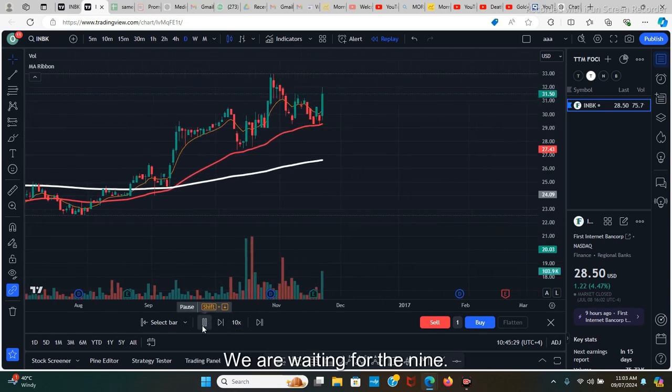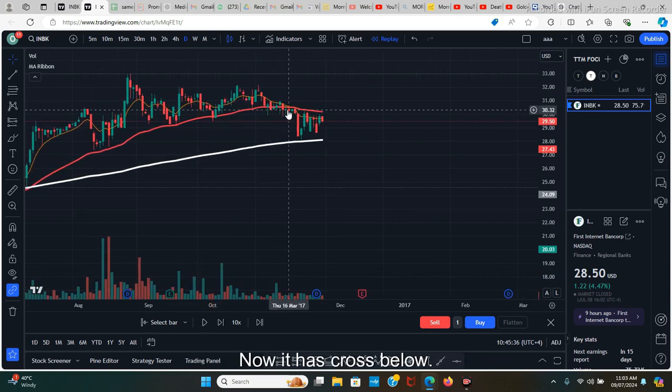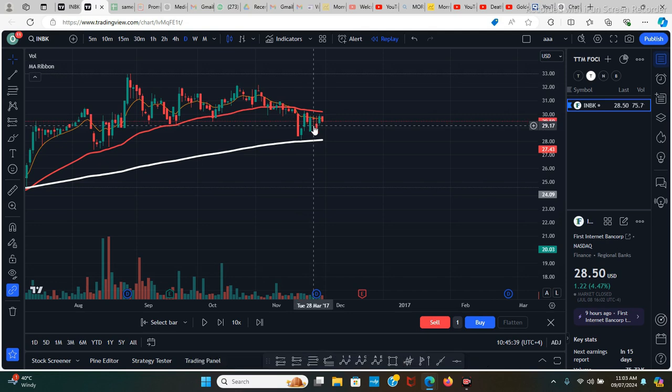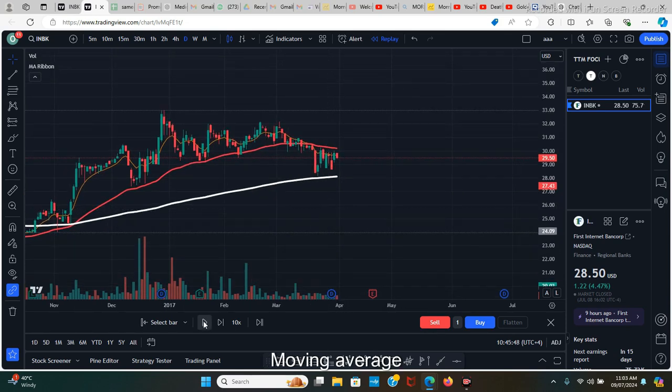We are waiting for the 9 period moving average to cross below the 50 and then cross up again. Now it has crossed below. We are looking at this price where we might be getting a cheap price to buy this, to go long. Why? Because it's above the 200 period moving average. And let's see what happens.